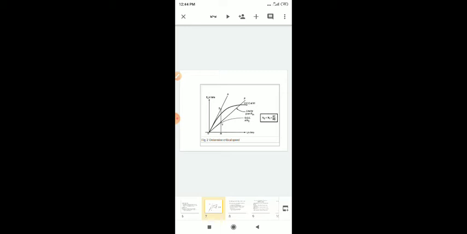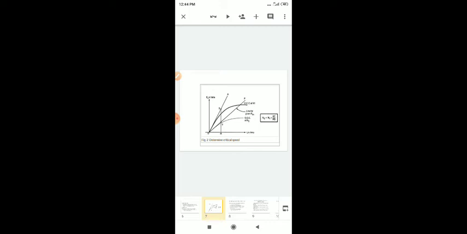The value of field resistance represented by the tangent to the open circuit characteristic is known as critical field resistance. Like critical speed, the speed for which the given shunt field resistance represents critical resistance is known as critical speed, N suffix c. So these are the topics.